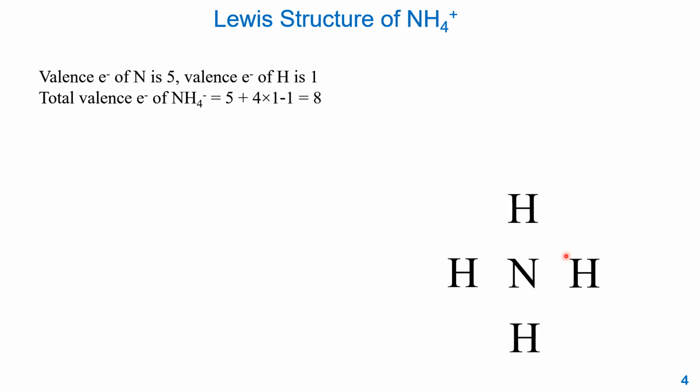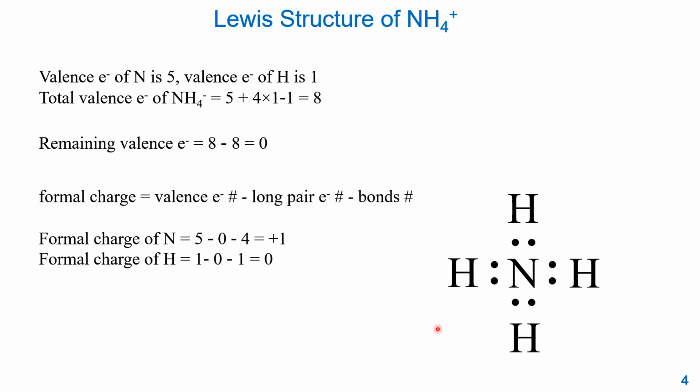Then draw the skeletal structure. The central atom is nitrogen. Hydrogen is the surrounding, and we draw a single bond between the central atom and each surrounding atom. That's 2 electrons, a single bond. That's another one. There are 4 single bonds. We've already used all the available electrons, because you have 8 and used 8. That's 0, you don't have any left over. Nitrogen has an octet, and all the hydrogens have a duet.